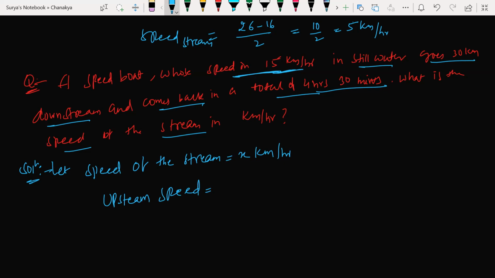U is 15. So downstream is 15 plus x. Am I correct? Downstream is what? Upstream is 15 minus x, downstream is 15 plus x. Downstream speed is 15 plus x. Am I correct? Yes, look, people are saying 15 plus x, right?